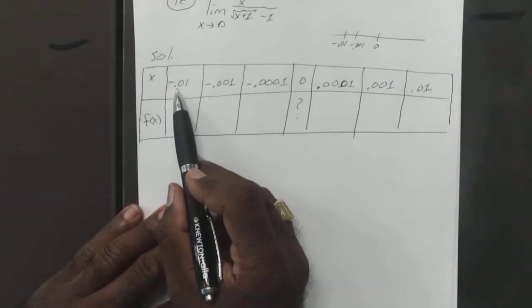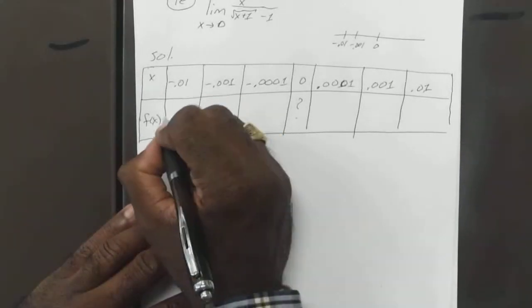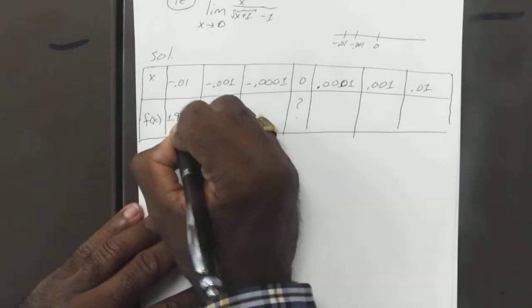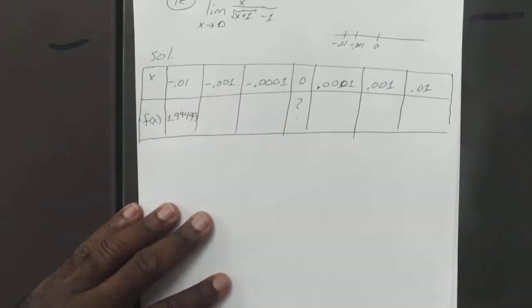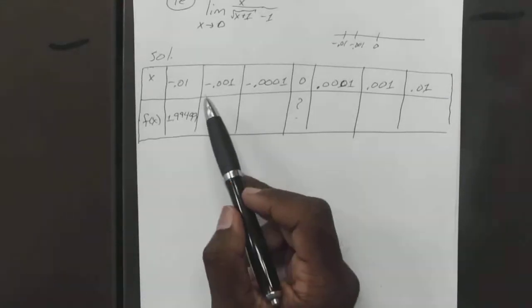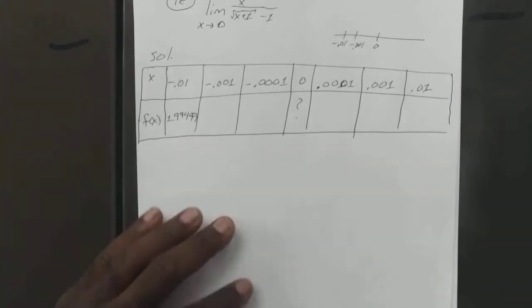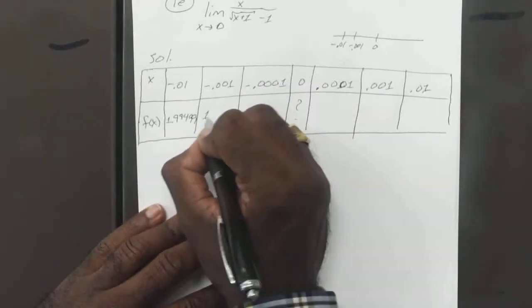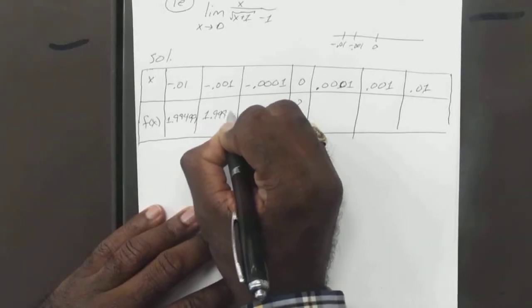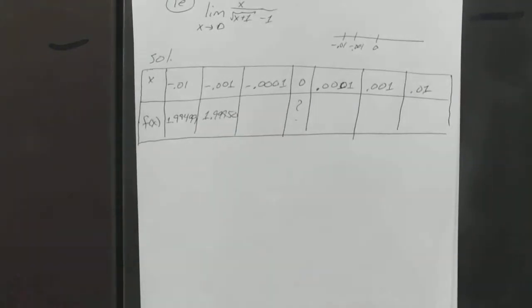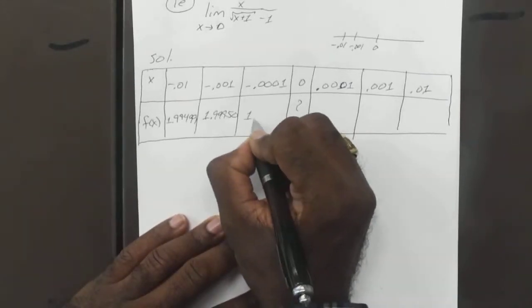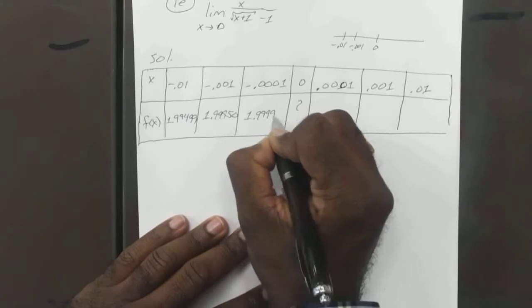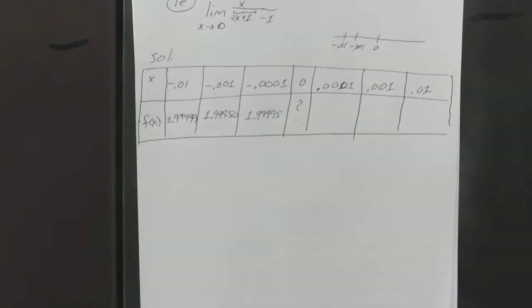So if we plugged in negative 0.01, we'd end up with 1.99499. If we plugged in negative 0.001, we would have 1.99950. If we plugged in negative 0.0001, we'd have 1.99995, and it keeps going and going and going. So you can kind of see from that direction where it's headed.